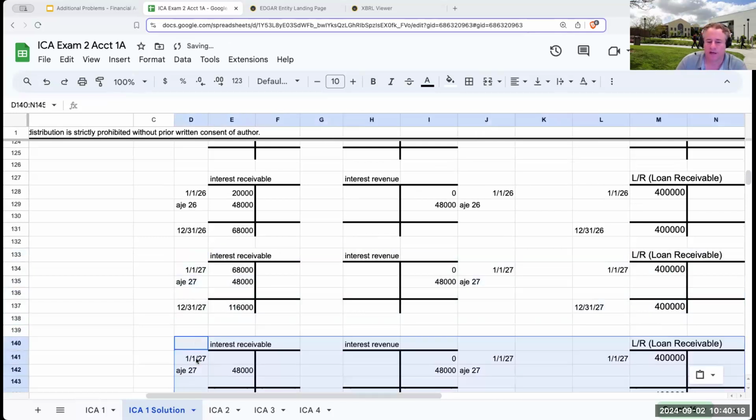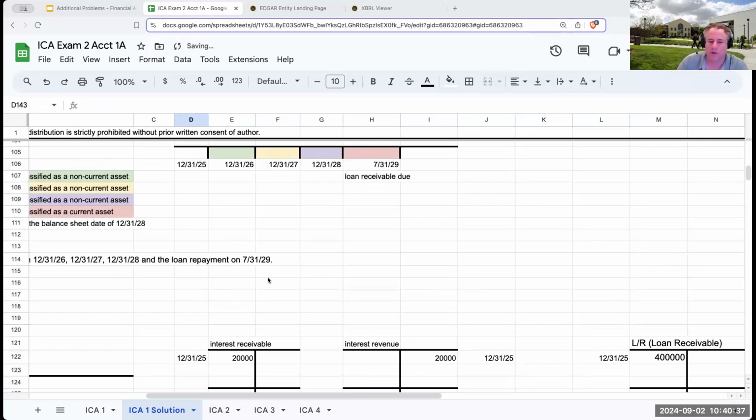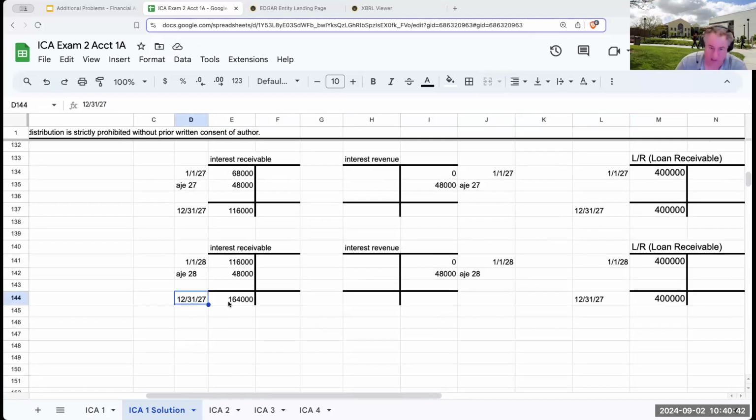So coming over here to the next year, my opening balance on 1/1/28, remember, the ending of one year becomes the beginning of the following period. My adjusting journal entry for 2028, remember, the loan is not going to be repaid until 2029. So I've got my adjusting entry. Again, it's going to be 48,000. Loan receivable has not changed.